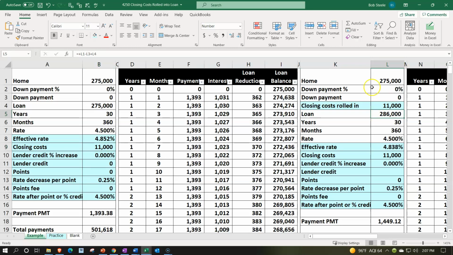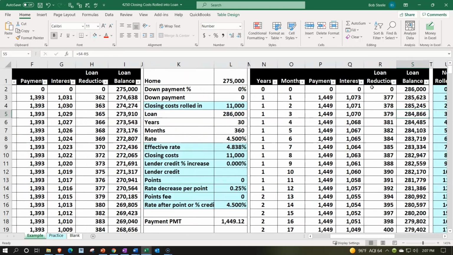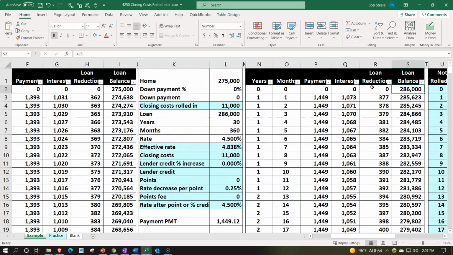So now the loan amount would be at the 286, increasing the amount of the loan, but we only got 275 really that we got to use to pay off the seller, and then the 11,000 in essence was used to pay off, you can imagine, the closing costs of the 11,000. So let's look at that type of scenario.